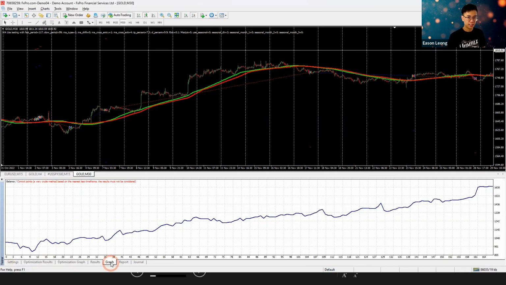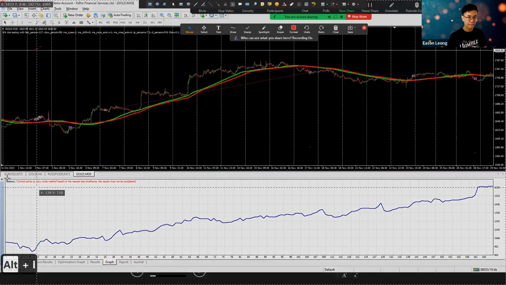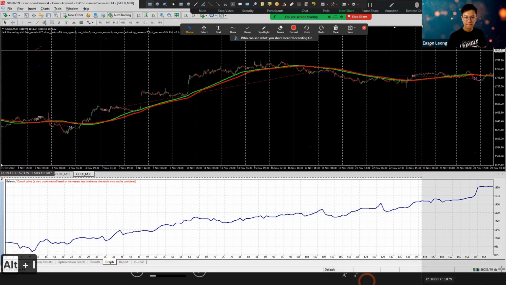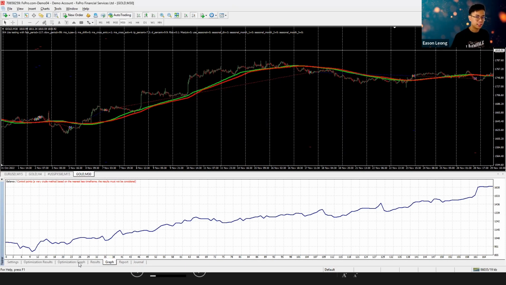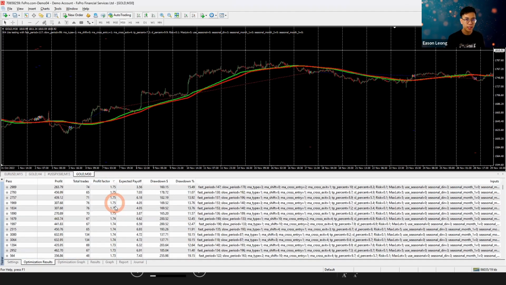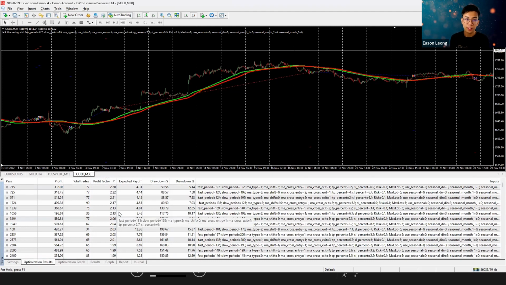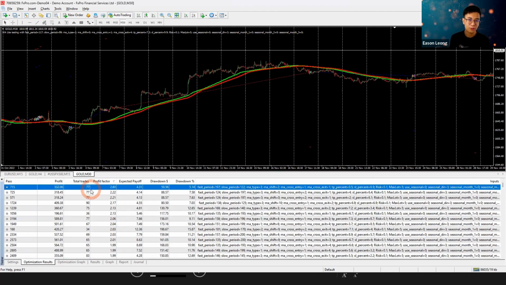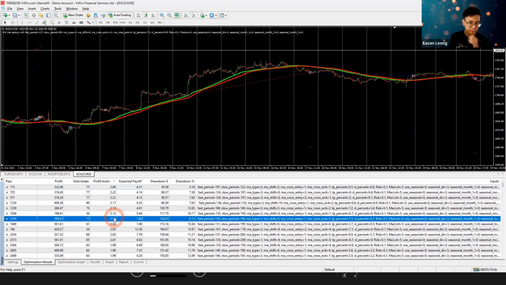Okay, so what I do right now is I take a picture of this graph and then we compare later. Now, from the optimizer result here, other than choosing the highest profit, you can choose the highest profit factor as well. Highest profit factor means highest risk and reward. But then you cannot take the one that has too few trades. Need to be slightly more.